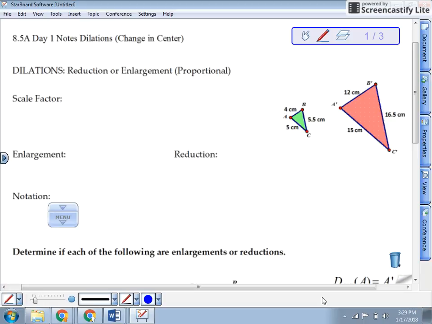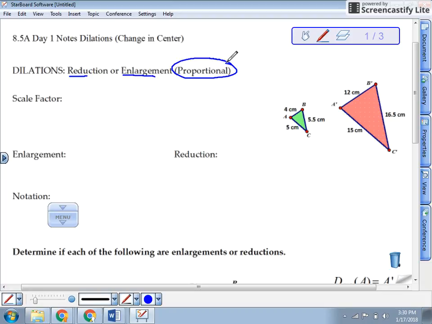Welcome to our notes on dilations. So we're still talking about transformations, but now we're talking about transformations where the shape changes size. So remember, a dilation can be a reduction or an enlargement, but the key idea is the change is proportional. All right, so that's step one.